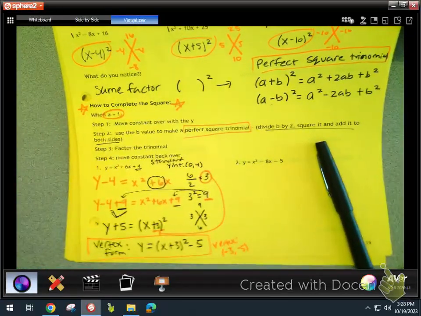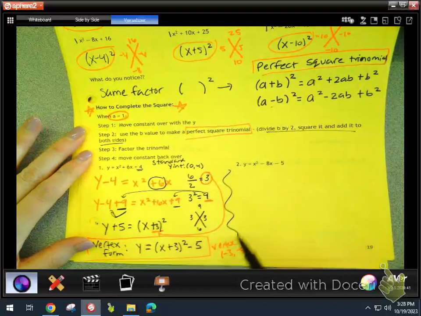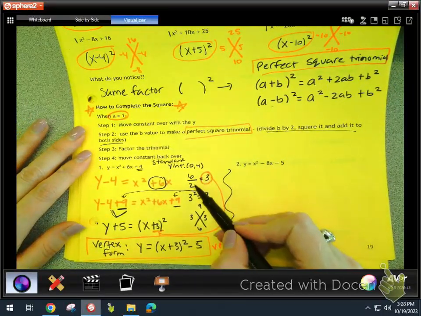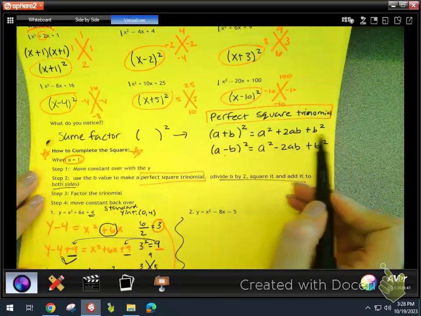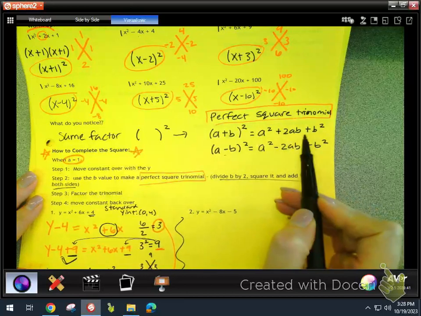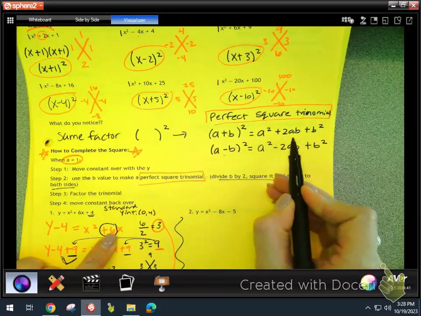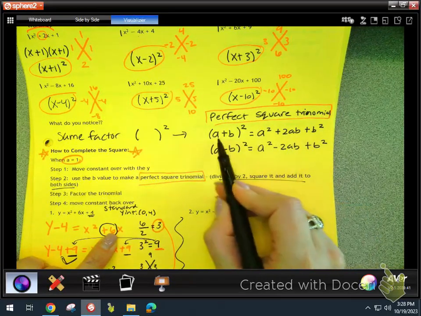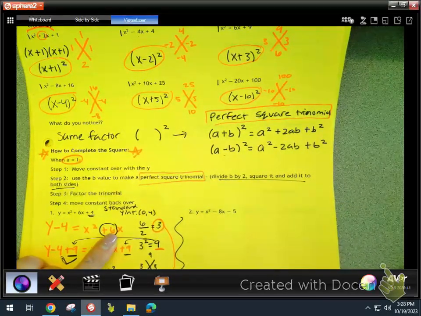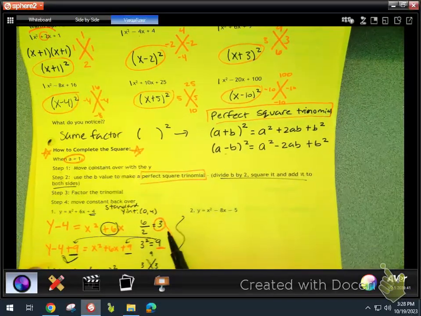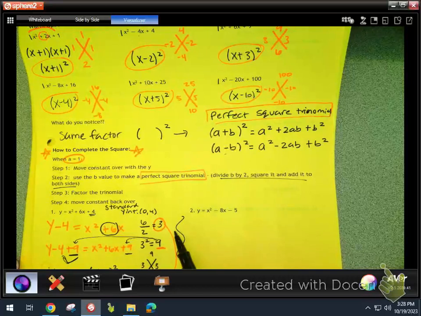What was your question? How did you get the divided by 2 again? Over here? Yeah. So when you create your perfect square trinomial, you're trying to create this. You have the squared, and you have the 2 times a times b. If you're trying to undo that, you have to divide that b value by 2, because that's the number that you're actually squaring.